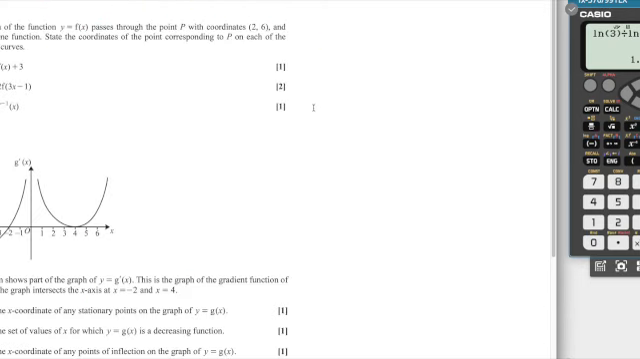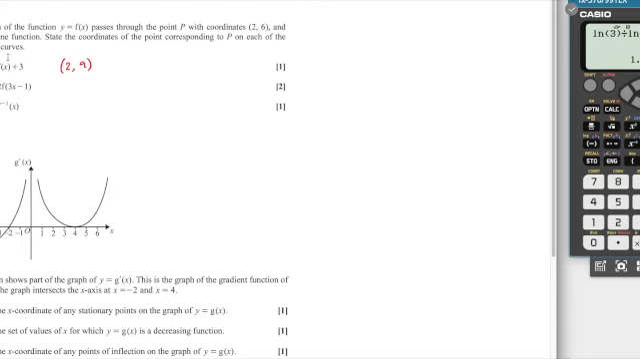Right, question 5. The graph of the function y equals f of x passes through the point P with coordinates 2, 6 and is a one-to-one function. State the coordinates of the point corresponding to P on each of the following curves. Okay, so on this first one, it is outside the function, it is adding and subtracting, so that means we're going to add 3 to our y coordinates, so that is just going to be 2, 9.